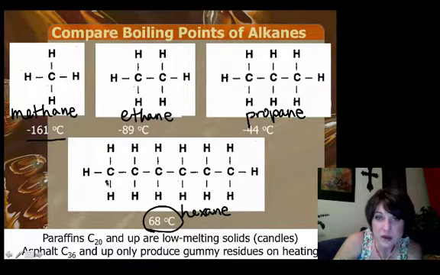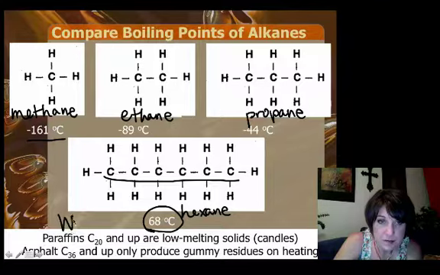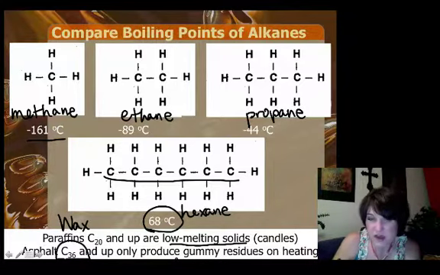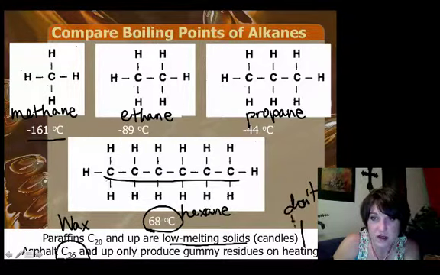Then as we increase the number of carbons, I've shown 6 here, paraffins have up to 20 carbons. 20 carbons and more are paraffins, which is wax, like what candles are made of. They are low melting point solids. And then asphalt has 36 carbons and more that can only produce gummy residues. They don't actually boil, which is good because then we can use them on things like our roads, and they can get hot, but they can't actually boil away.